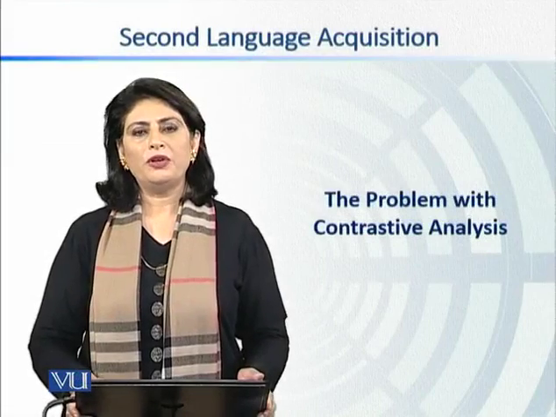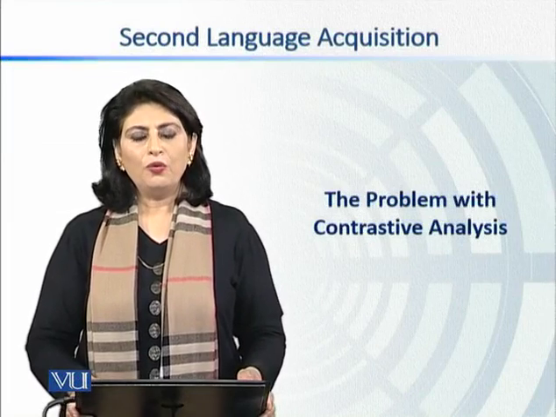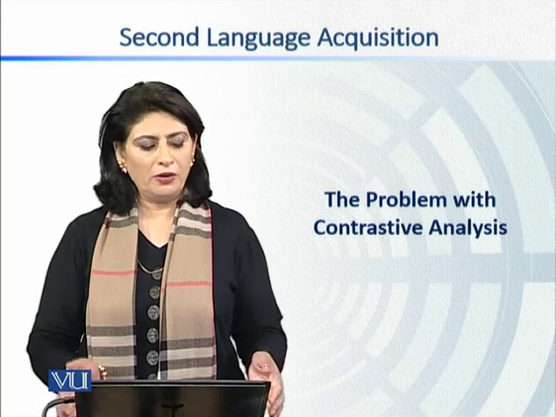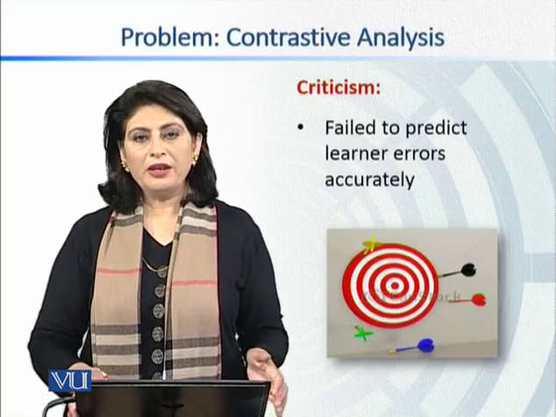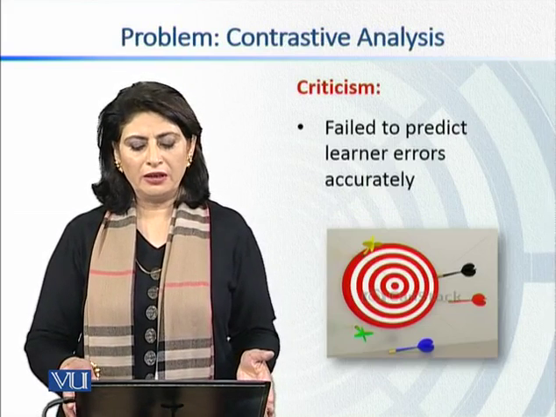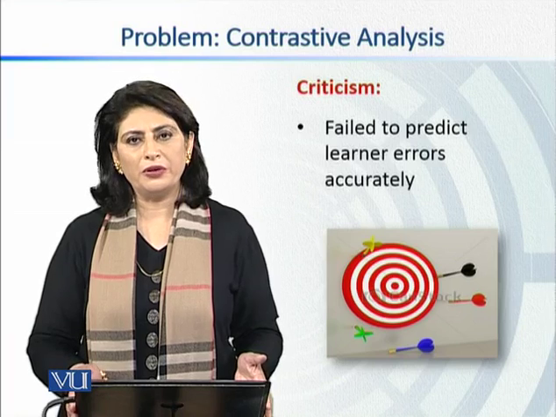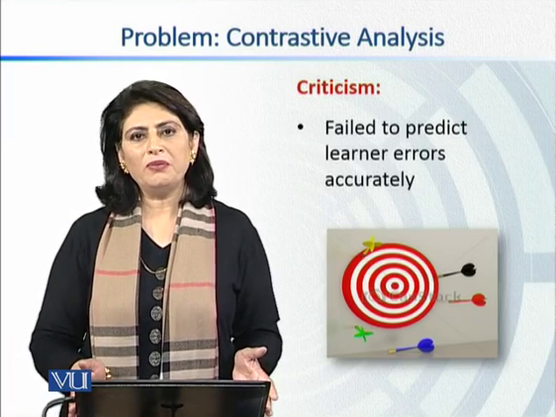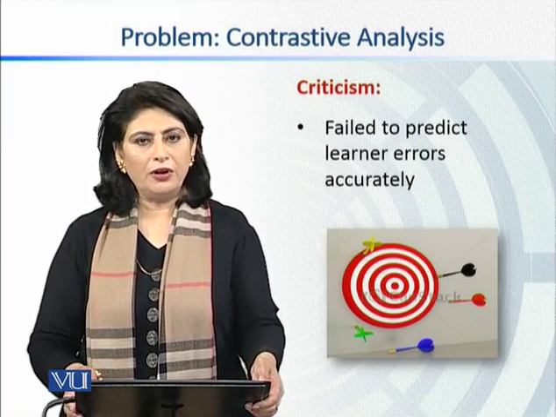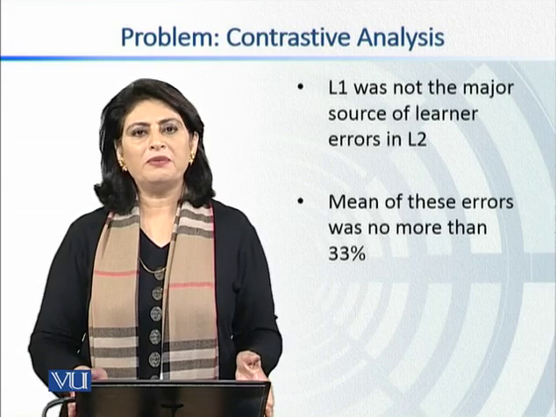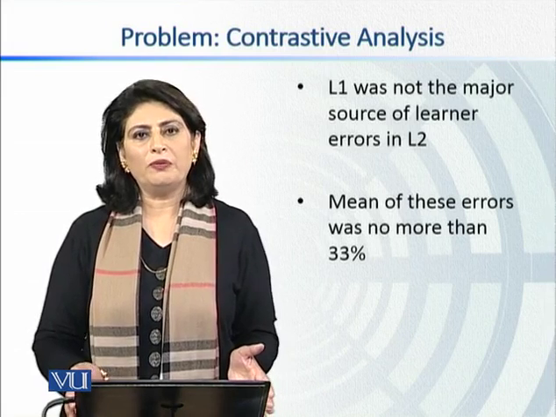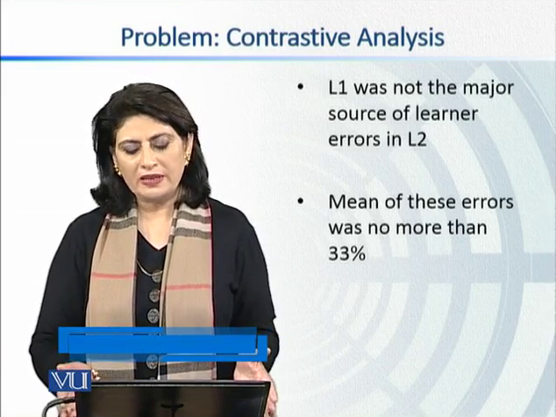The problem with contrastive analysis. Very soon, contrastive analysis came under a lot of criticism, and the main criticism was that it failed to predict learner errors accurately. At the times when it highlighted that learner errors would occur, they did not occur, and at the times when it said learner errors would not occur, that also did not always hold.